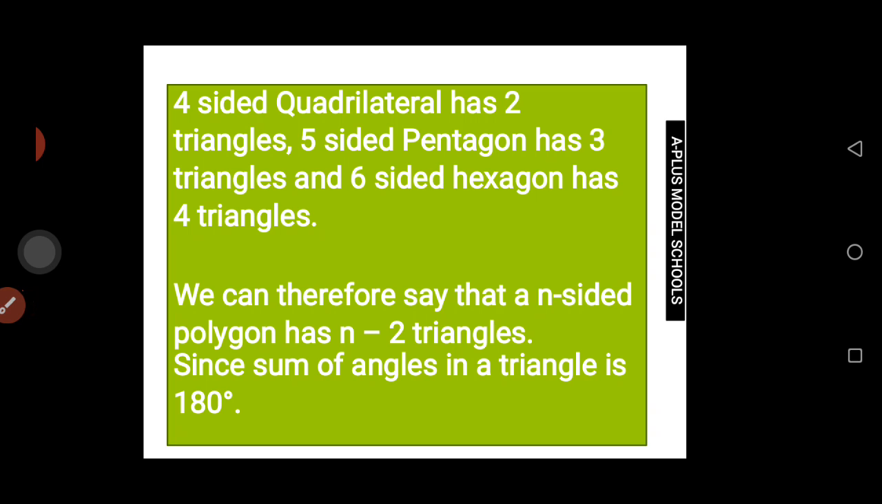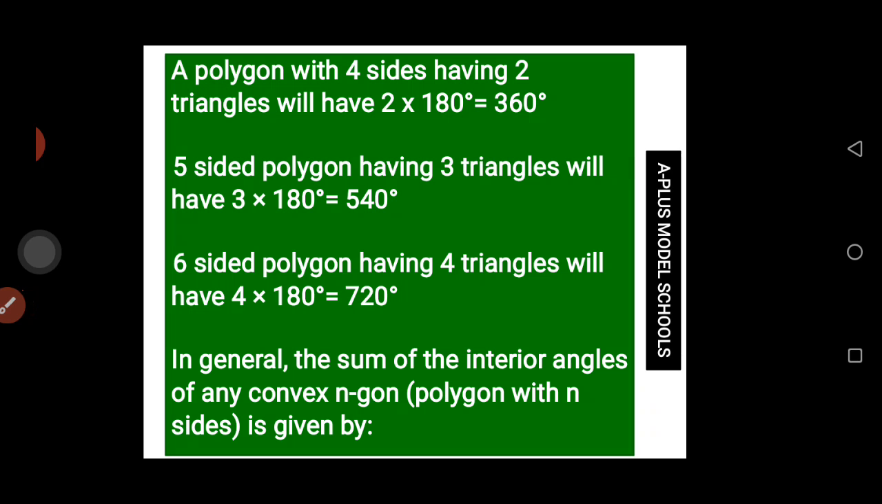The sum of angles in a triangle is equal to 180 degrees. This is not new to us, because when you add the angles in a triangle together, it gives you 180 degrees. Also, a polygon with 4 sides has 2 triangles, so we multiply the number of triangles, 2, by the sum of angles in a triangle, 180 degrees, which gives us 360 degrees.